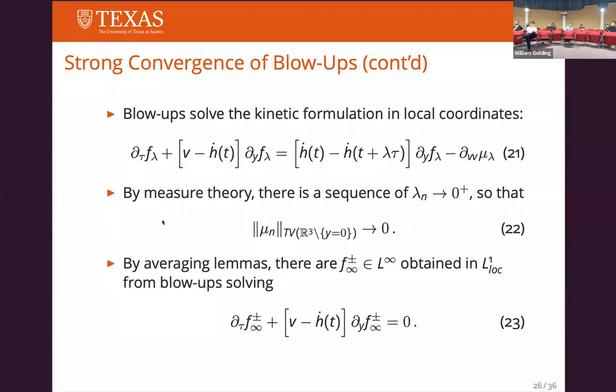And so what happens is averaging lemmas tell us there's a limit, first of all. And these are what I'm calling this plus or minus infinity. And because the right-hand side vanishes, we get this simpler equation. And notice all of the derivatives are in tau and y, which are these local variables of the blow-up window, not the original variables. So this is actually a constant coefficient. It's just a transport equation.